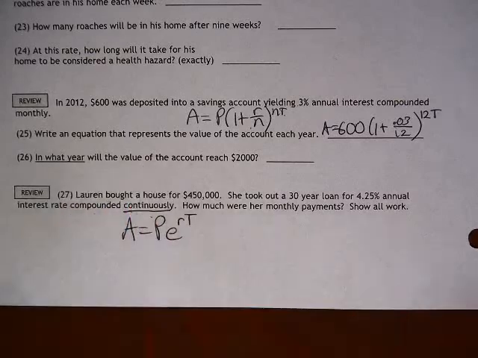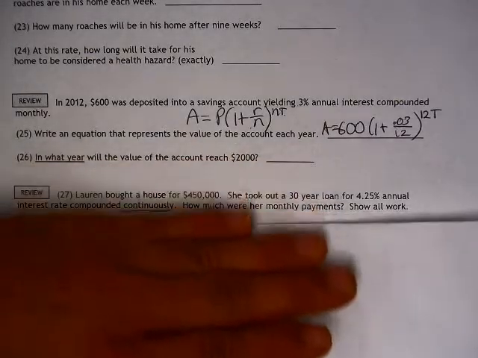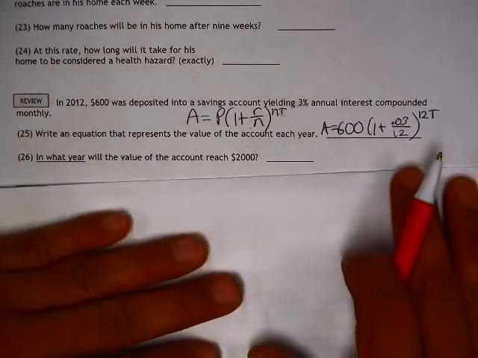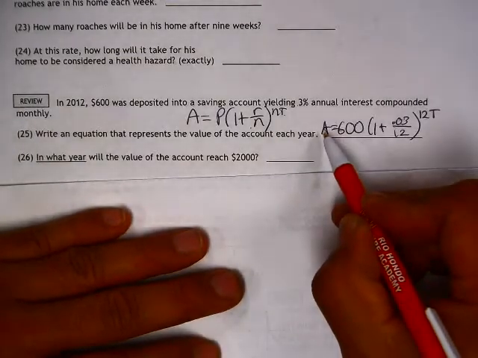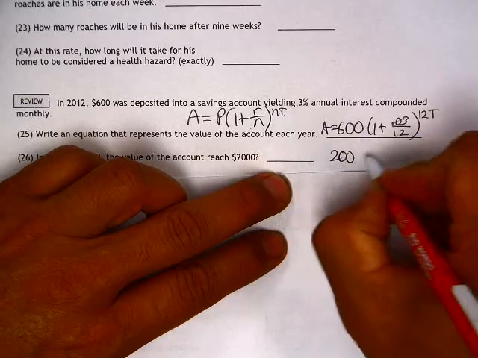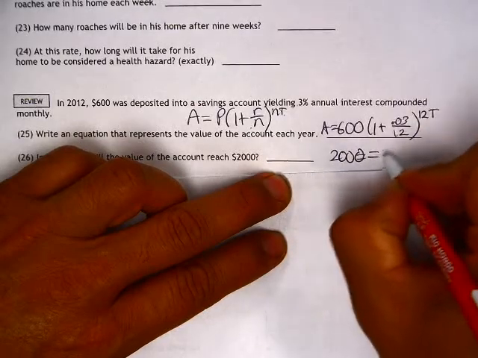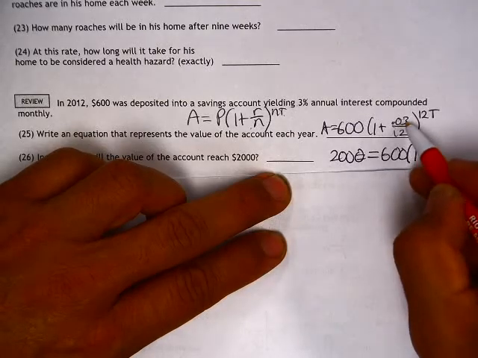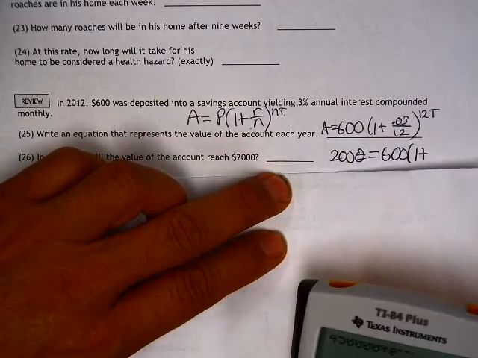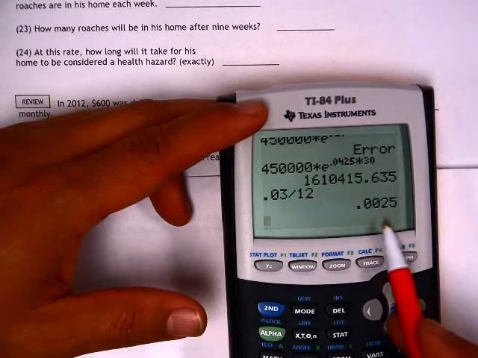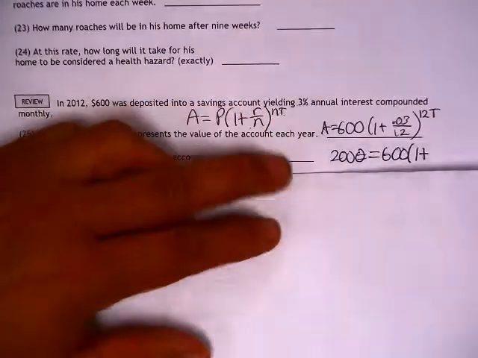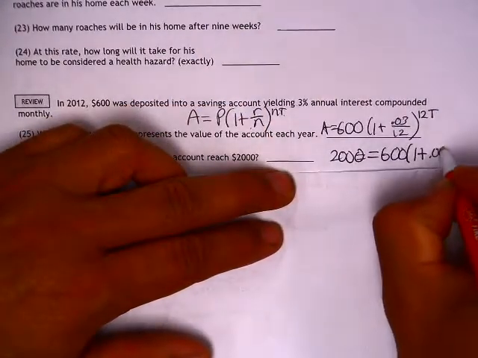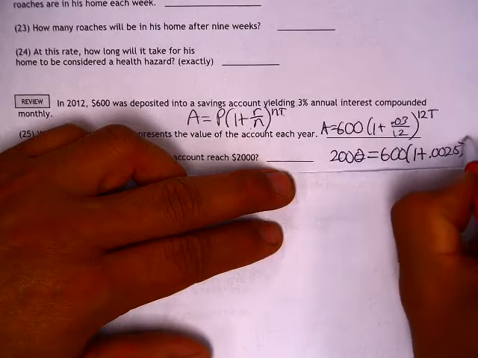So in what year will the value of the account reach 2,000? So we need to extend our paper out just a little bit. There we go. So we set this equal to 2,000. So we have 2,000 equals 600 times 1 plus 0.03 divided by 12, which is 0.0025. So 1 plus 0.0025 to the 12t.